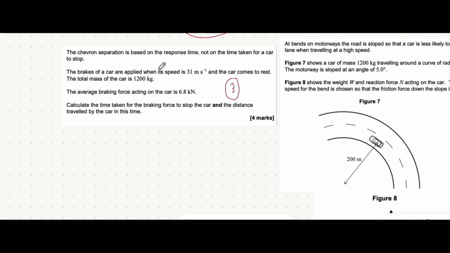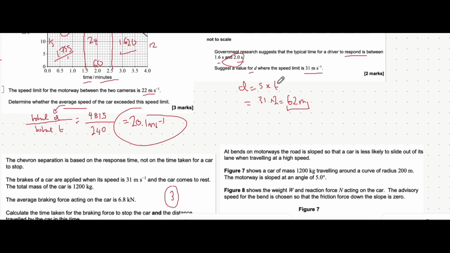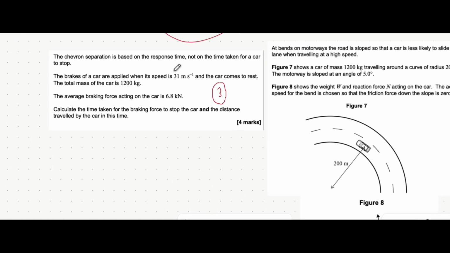It's told you that from moving at this constant speed limit, the braking force is now applied and it goes from 31 meters per second to rest. So straight off the bat, it looks like you will have to use SUVAT equations because there are so many variables given. For example, the initial speed is 31 and it's coming to rest, meaning the final velocity would be 0.